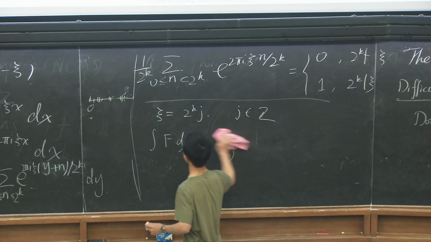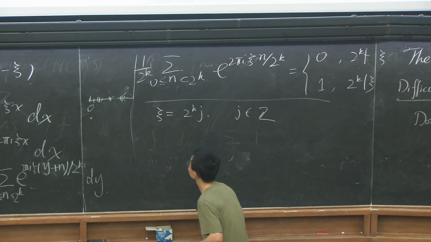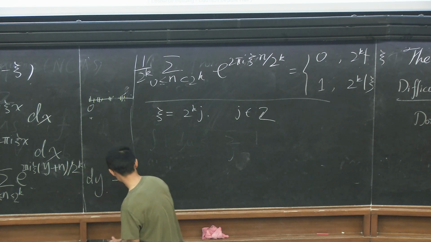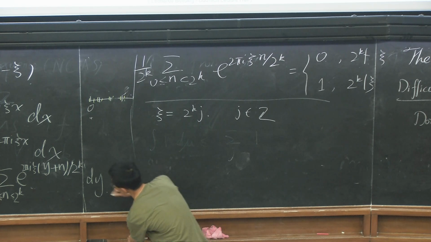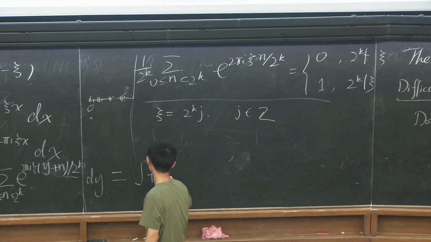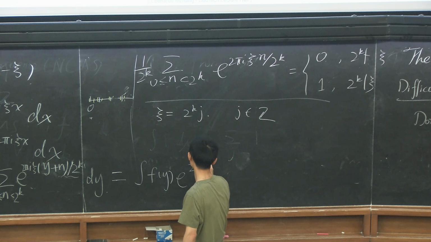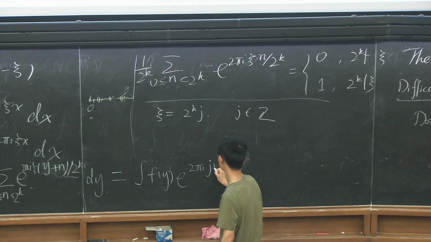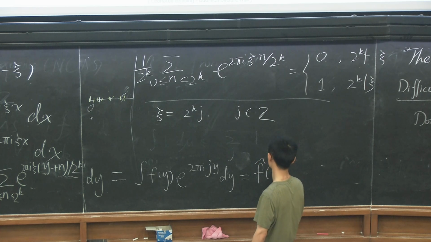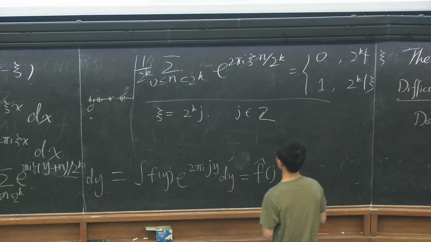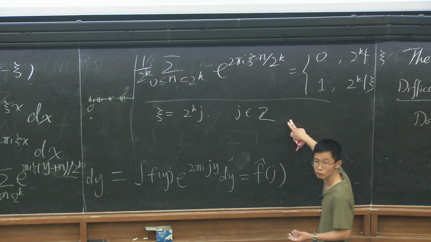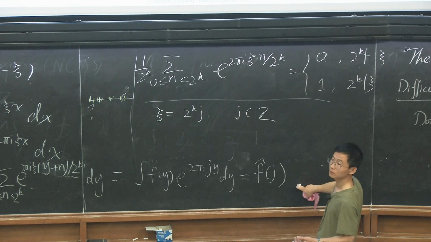Once I replace c by 2 power k times g, then in the computation, this part will vanish, and in other words, it will be equal to the integral of f(y) e^(2 pi i g y) dy, which is just equal to the Fourier transform of f at g. So we do the change of variable. Then for a frequency not divisible by 2 power k, it is 0. If it's divisible, then you'll get this one.